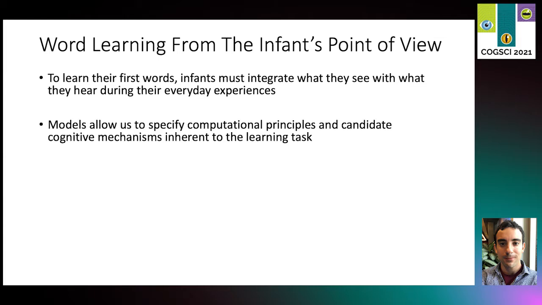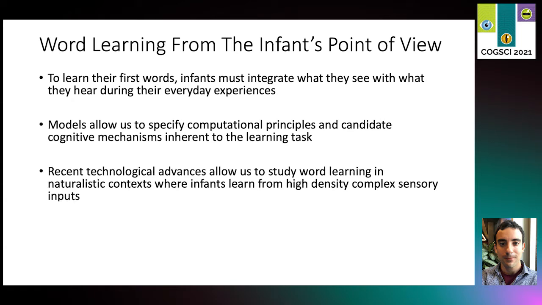To help us understand these learning processes, researchers have long turned to computational models, which allow us to specify candidate cognitive mechanisms and computational principles inherent to this learning task. While there's been significant progress modeling early word learning using computational techniques, studies have tended to focus on idealized stimuli and subjects learning in non-naturalistic contexts.